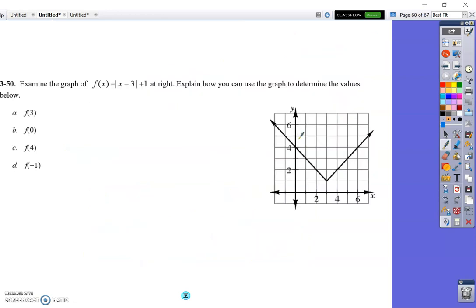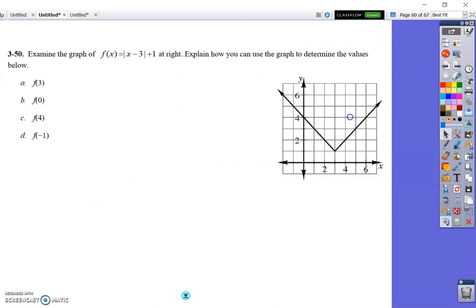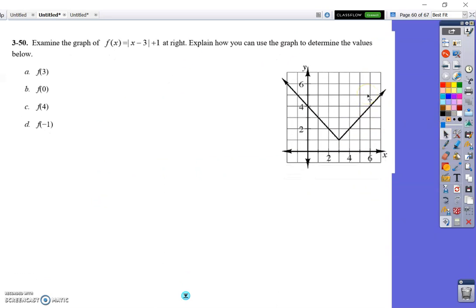Let's see what's next. We've got this one: examine the graph at the right. Explain how you can use the graph to determine the values below. All I'm doing is reading the graph. f of 3 means that when x is 3, what's the answer? And the answer is 1. That's all you're doing, is reading the graph, tracing back to the y-axis and seeing what you have. So be very careful. All it's saying is when x equals whatever's inside, what is y? The reason they ask it that way is so that they don't have to write as much. You can see the sentence is a lot longer than those.